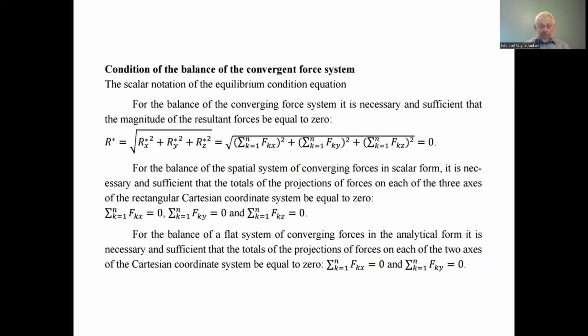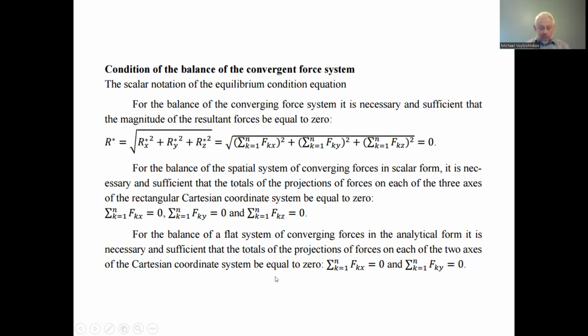For the balance of a spatial system of convergent forces in scalar form, it is necessary and sufficient that the totals of the projections of forces on each of the three axes of the rectangular Cartesian coordinate system be equal to 0. So to have the resultant of the convergent system of forces equal to 0, each of the projections has to be equal to 0.